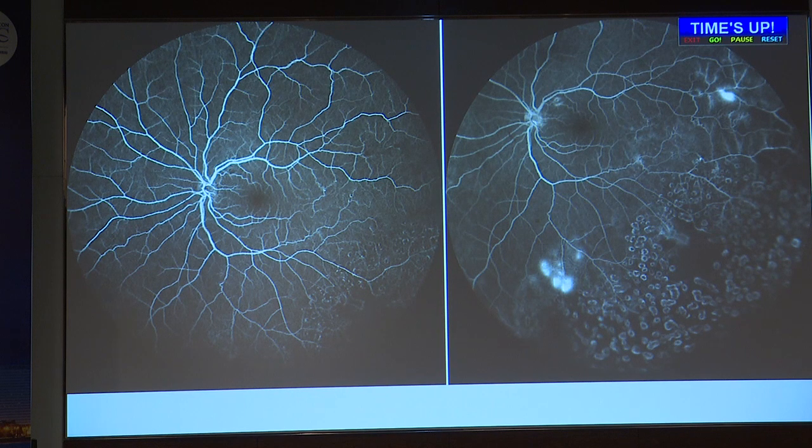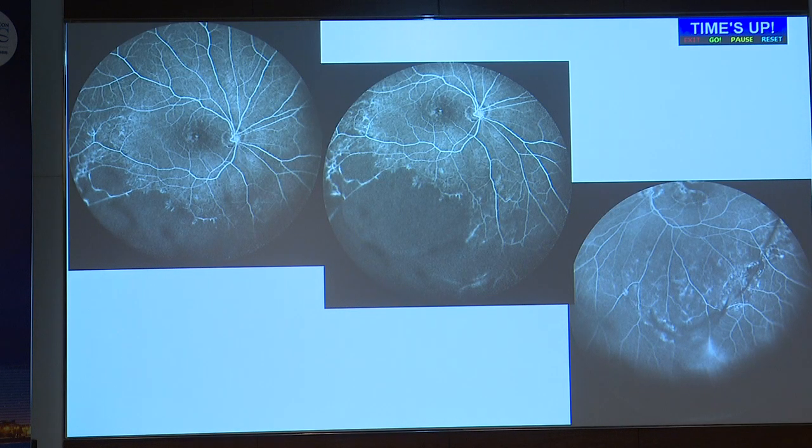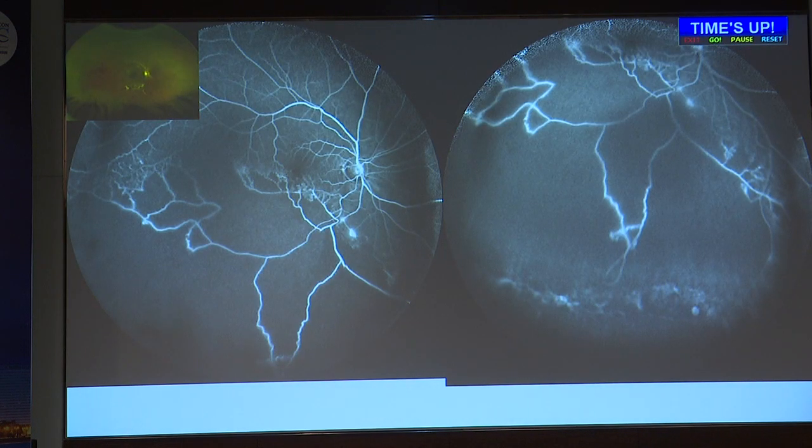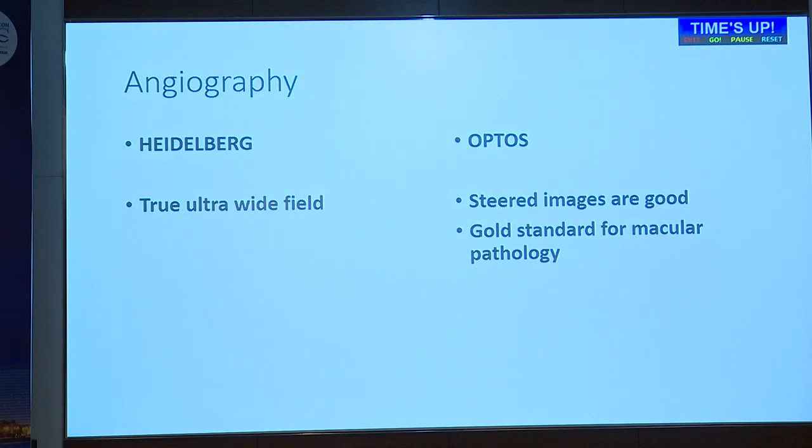This is a sectoral laser done for Eales disease, and you can see that with the steered images, you can see whether your laser is sufficient or not sufficient. Occlusive vasculitis, again, you can see all the peripheral areas are picked up well with the steered views of the Spectralis angiography. We can reach even the ora. So you can say the Optos provides you true ultra wide field.